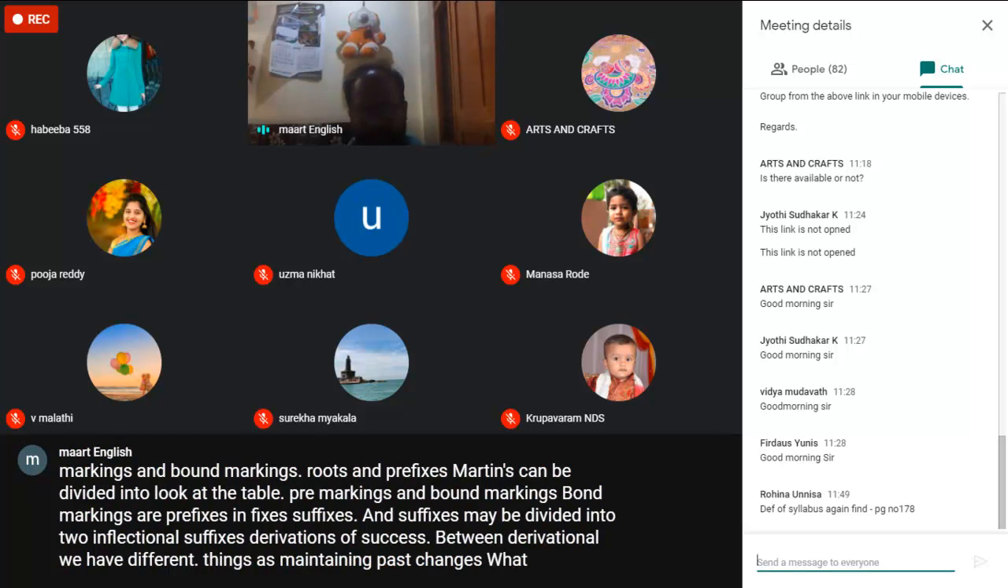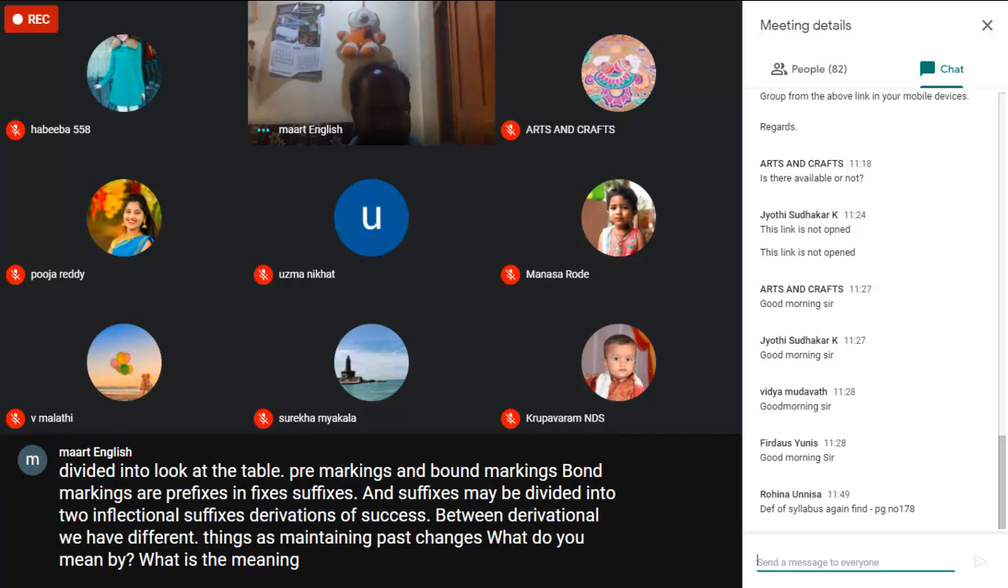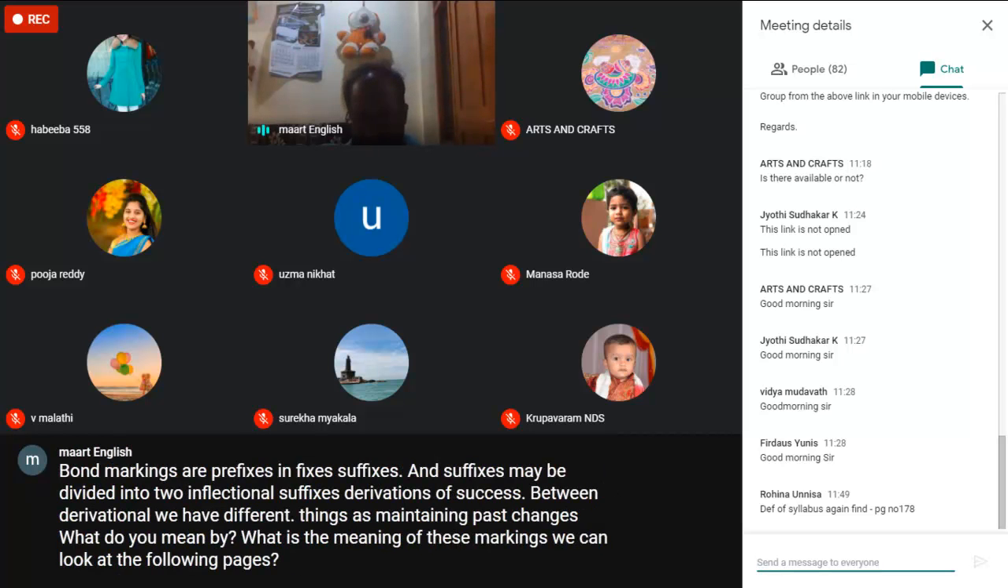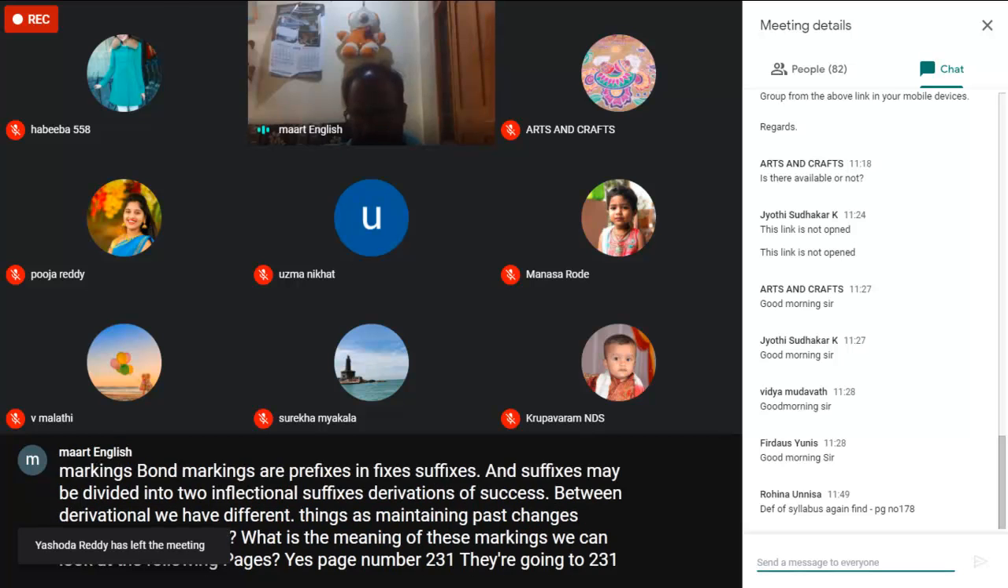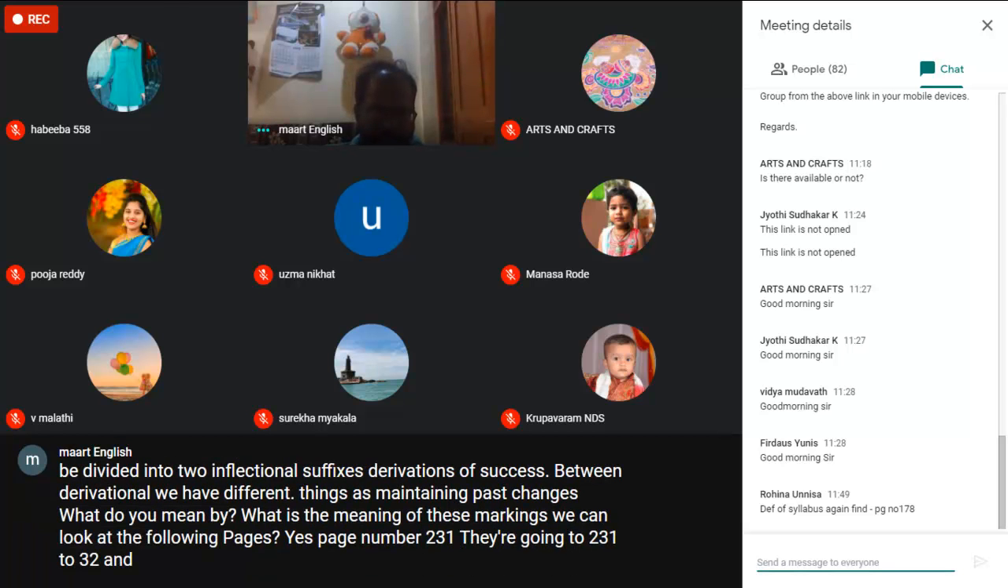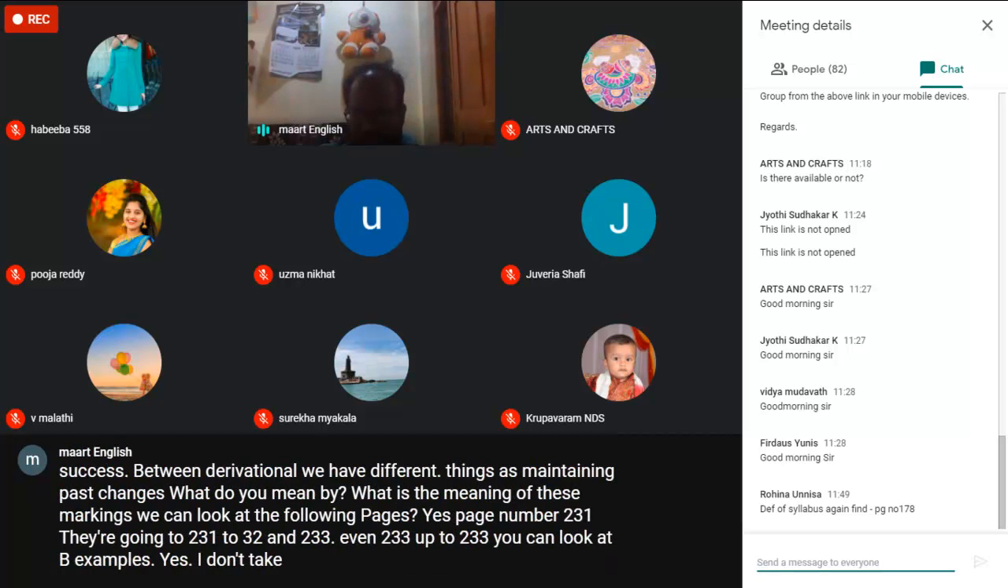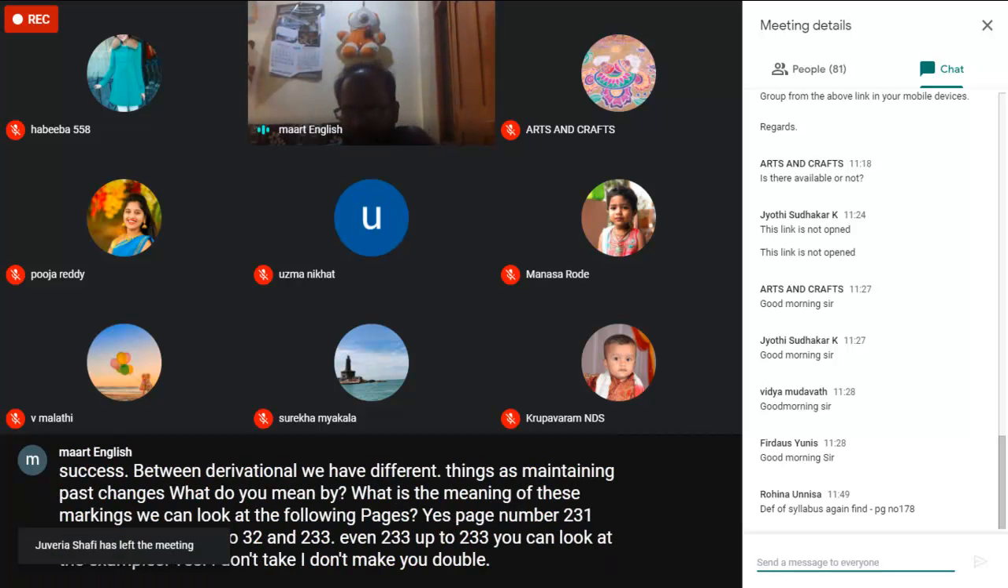What is the meaning of these morphemes? We can look at the following pages. Page number 231, 232 and 233. Up to 233 you can look at the examples. I don't want to make trouble for you in understanding it.